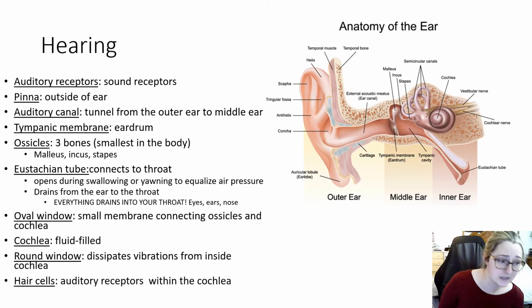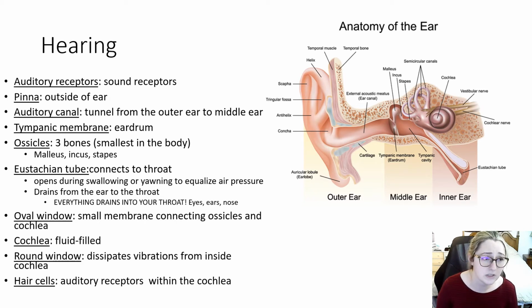Moving on to hearing. I want to start with some of the structures, and a lot of this is going to go hand in hand with your lab, so maybe take note. Here I do want you to know their function as well as what they are.